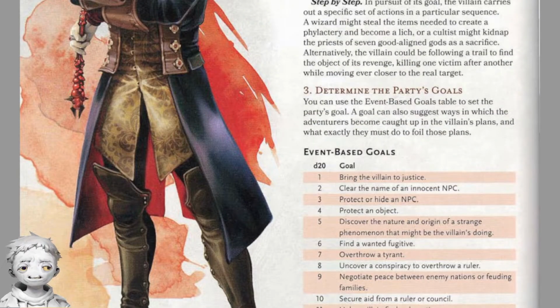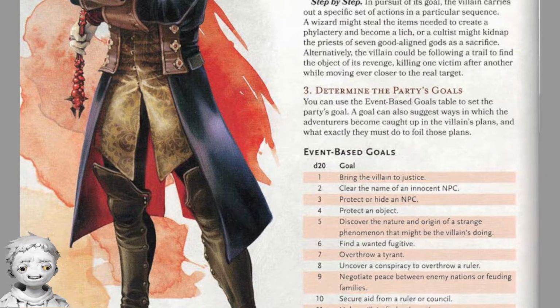Event-based goals. D20. 1. Bring the villain to justice. 2. Clear the name of an innocent NPC. 3. Protect or hide an NPC. 4. Protect an object. 5. Discover the nature and origin of a strange phenomenon that might be the villain's doing. 6. Find a wanted fugitive. 7. Overthrow a tyrant. 8. Uncover a conspiracy to overthrow a ruler. 9. Negotiate peace between enemy nations or feuding families. 10. Secure aid from a ruler or council.